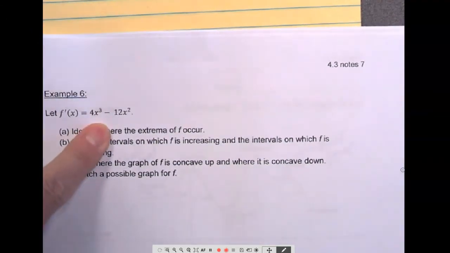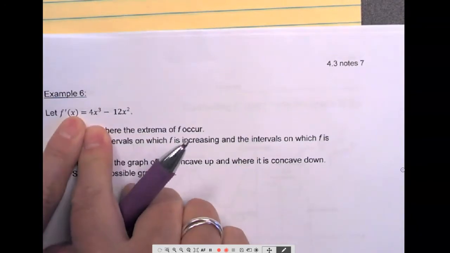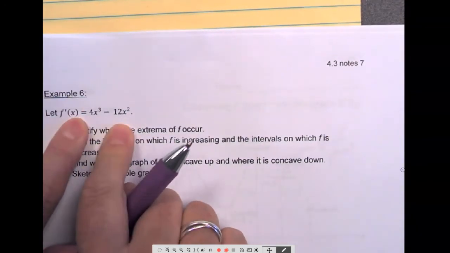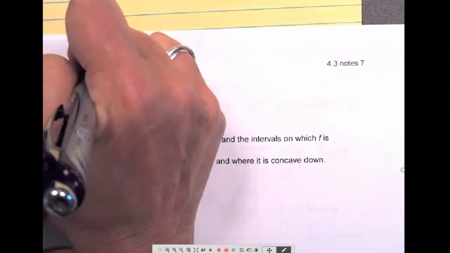That is already the first derivative. So if I want to know where the extrema occur, I don't need to take the derivative. That is the first derivative. All I want to know is where is this equal to 0?